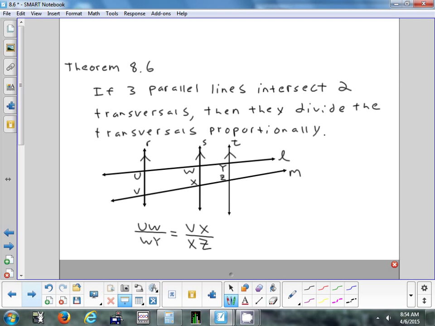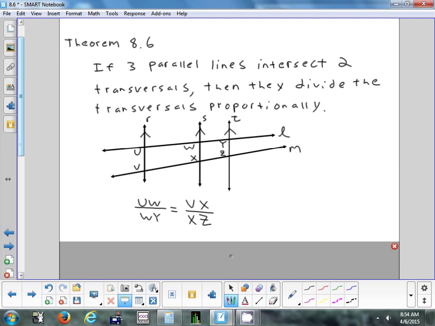We're not gonna go through and prove this one though. Okay, but that's theorem 8.6. That's on page 499. Okay, and you could also set it up if you wanted. You could do WY over WU, ZX over XV. As long as somehow WY and VX are on a diagonal, and UW and XZ are on a diagonal.